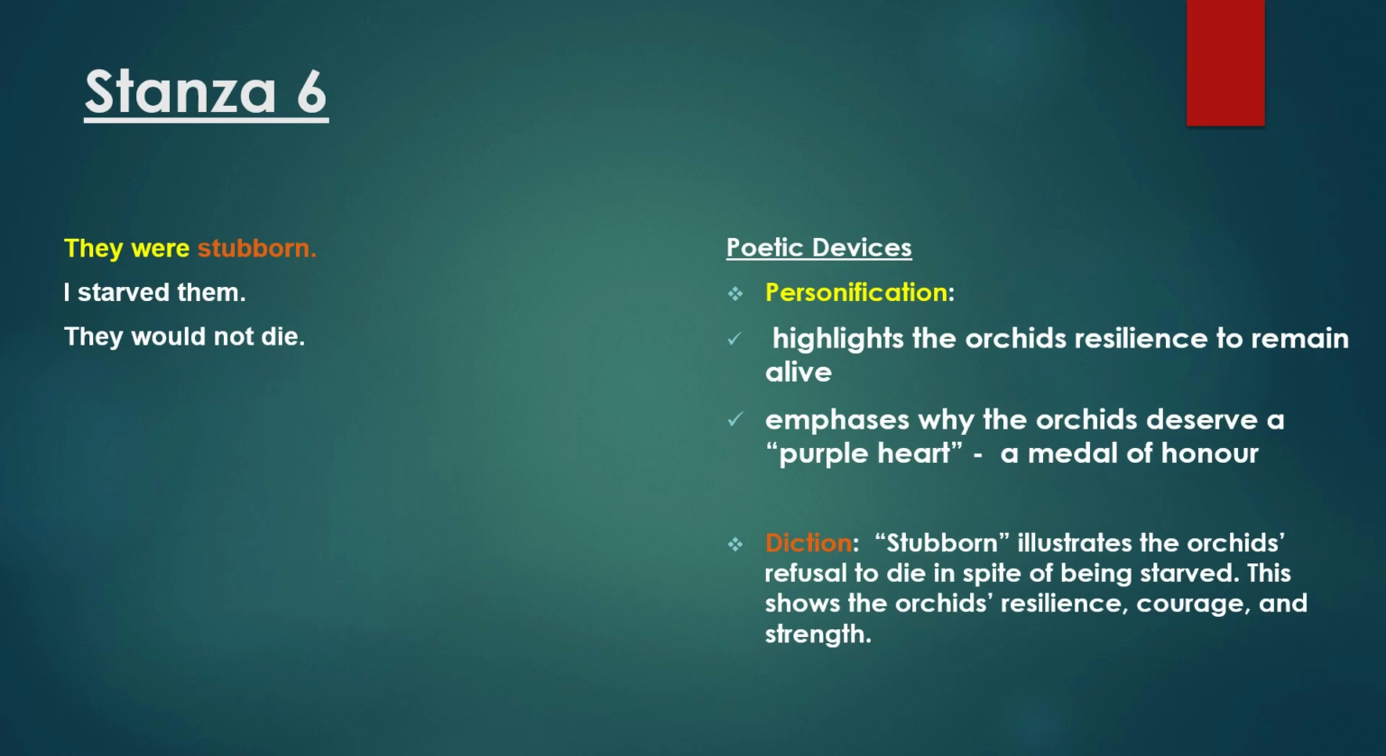So stanza 6 says, they were stubborn, I starved them, they will not die. Now notice that the person for some reason is denoting the quality of stubbornness to a flower. So right away we know that this is an example of personification. Personification occurs when we give human attributes or qualities to inanimate or non-human objects. Okay, so in this case the person is saying that the plant was stubborn.